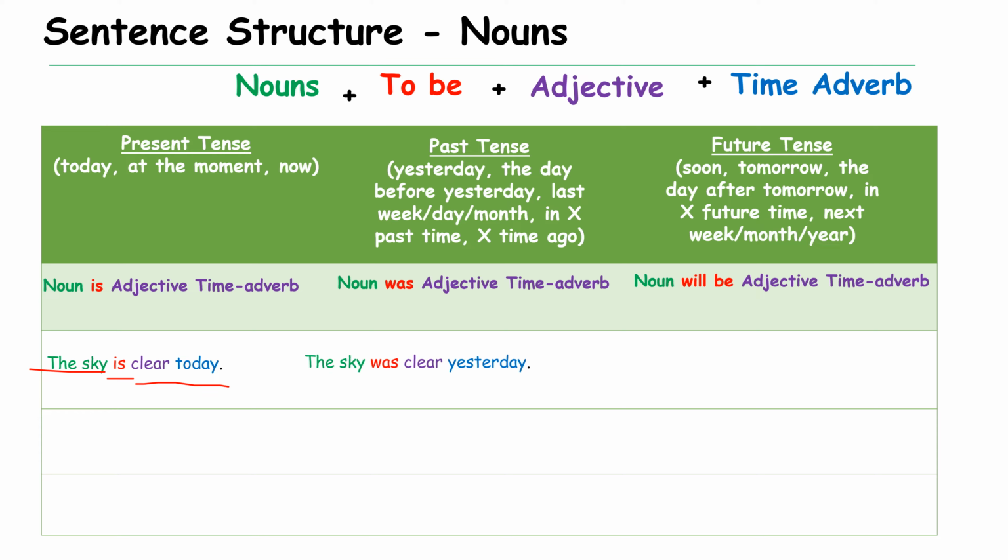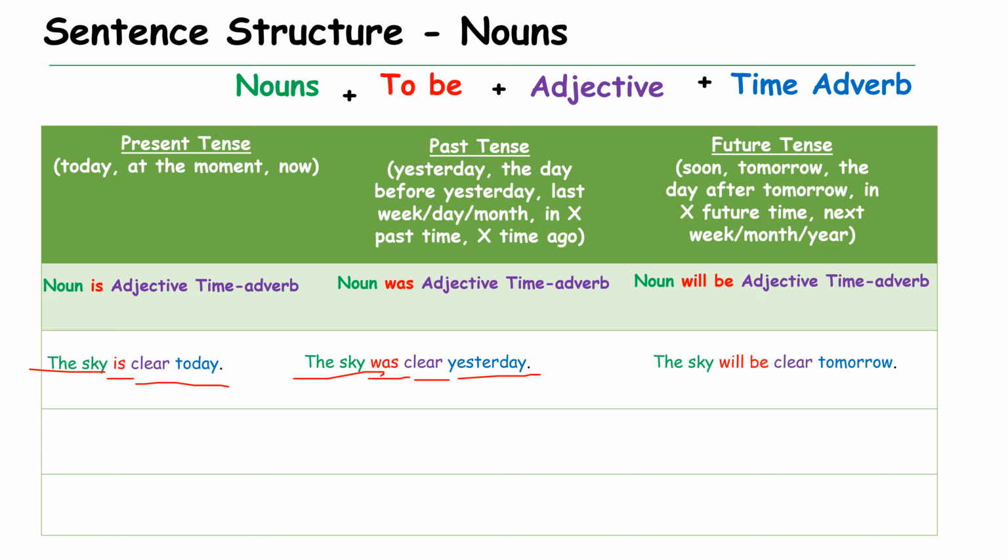The sky was clear yesterday. In this sentence, once again we start with noun first, the sky, and then we add was, which is to be past tense, and then we add clear adjective and then time adverb yesterday.